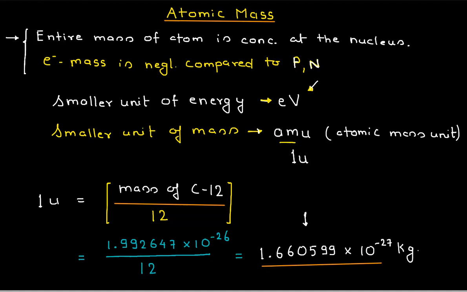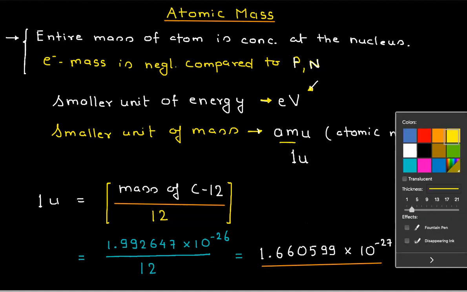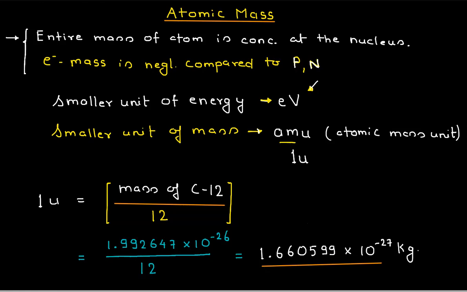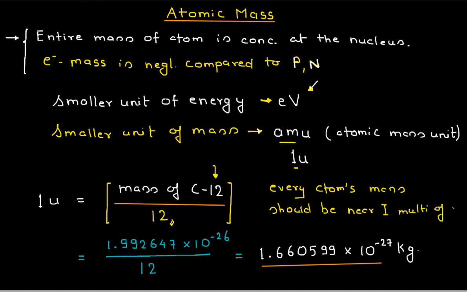Okay. Now it was assumed during those days that the neutron, proton, whatever exists inside the nucleus, are the fundamental units. Fundamental unit means that they cannot be divided further. So according to the definition of one unit, wherein I know 12 fundamental particles are inside the nucleus, I've divided by 12. Mass of proton is similar to mass of neutron. So every atom's mass should be near an integer multiple of AMU or u. Are you able to understand what I have written here?